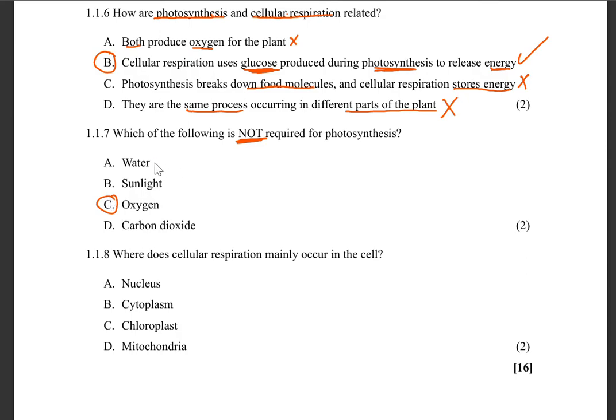So this is required, yes. And this is required. And this is required. Oxygen is not required. Remember, oxygen is the product of photosynthesis.